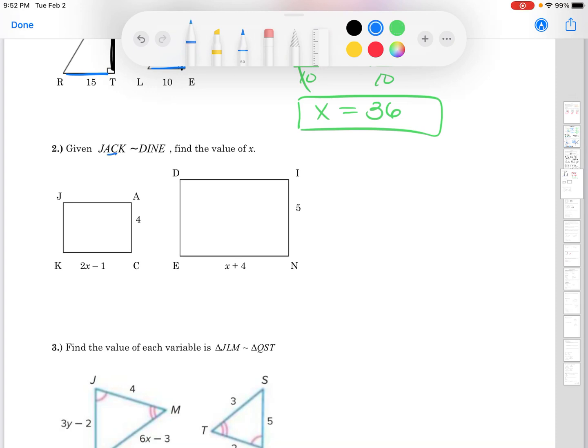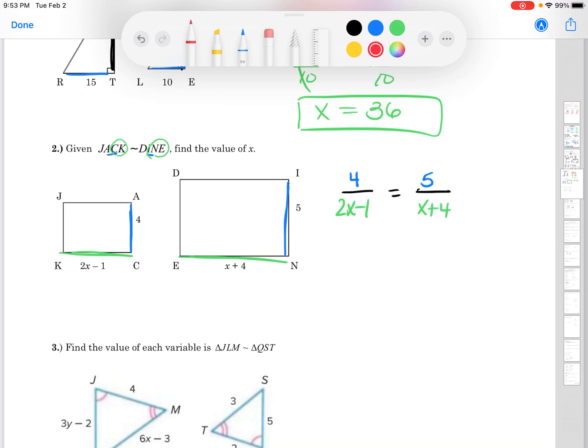So AC, we see, are the middle two letters. That's going to go with IN. We see that CK, the last two letters, is going to go with NE. So we can set up this proportion. So we have 4 over 2x minus 1, and that's going to equal 5 over x plus 4.